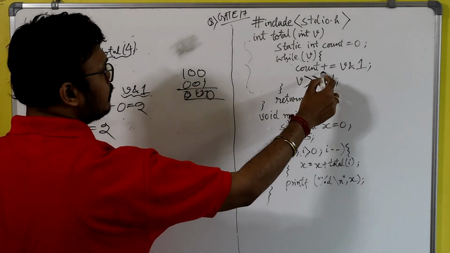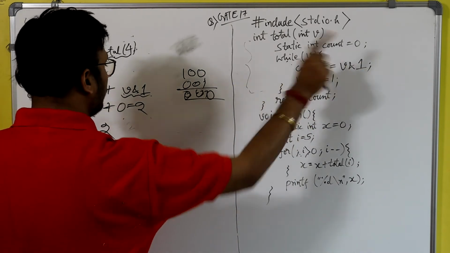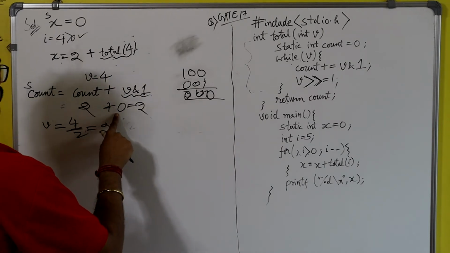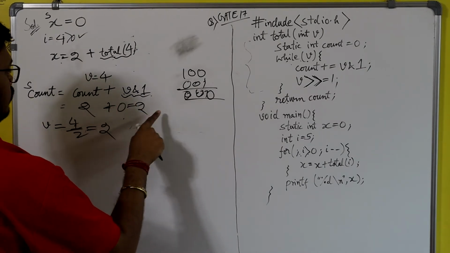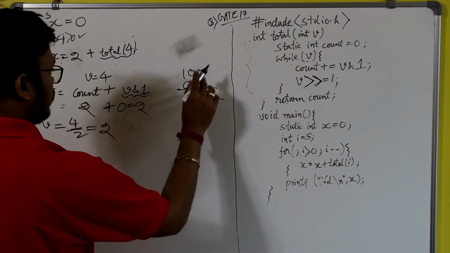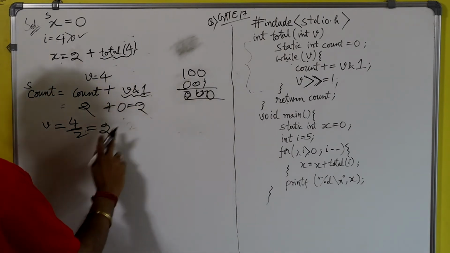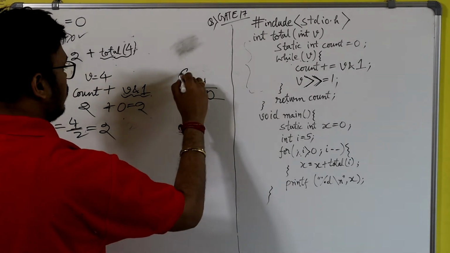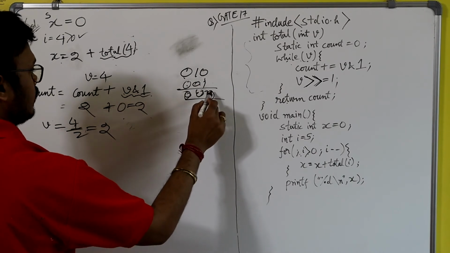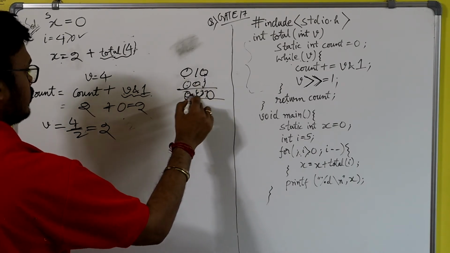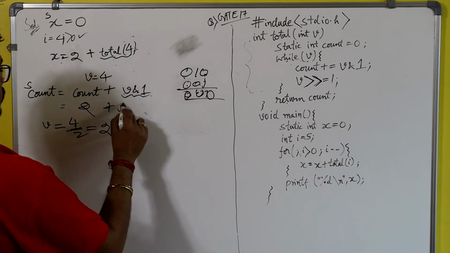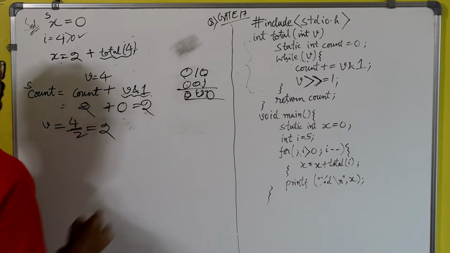Now again, count plus, so now again execute this line. Fine. So the value of count is 2 now. Count plus v and 1. What is the value of v? 2. 2 means 0 1 0. Okay, and 1 is 0 0 1. So it becomes 0 0 0. So again v and 1 is 0. So 2. Fine.